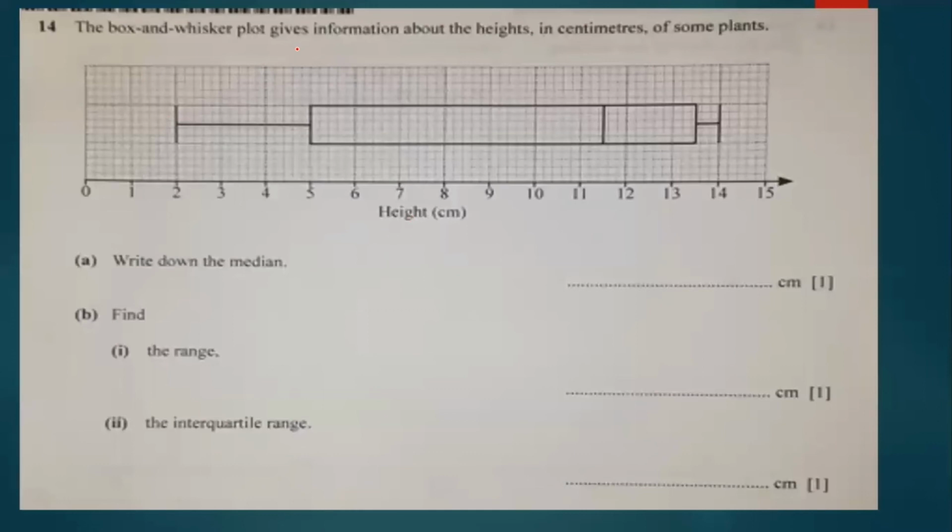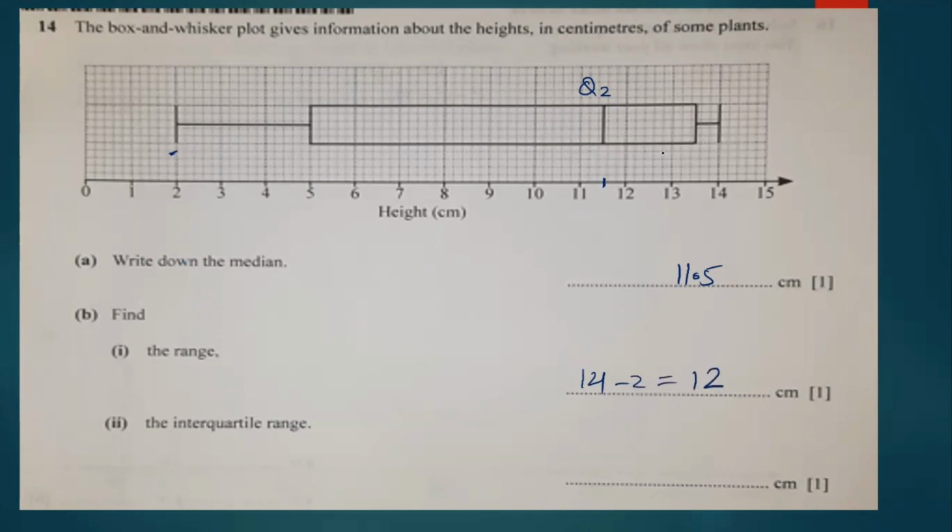The box and whisker plot gives the information about the heights in centimeters of some plants. Now this is your Q2, which is the median, and the median here is 11.5, exactly midway between 11 and 12. So it is 11.5 centimeters. The range we have to find is the difference between the maximum and minimum value. So it is 14 minus the minimum value 2, so 14 minus 2, which is 12 centimeters.